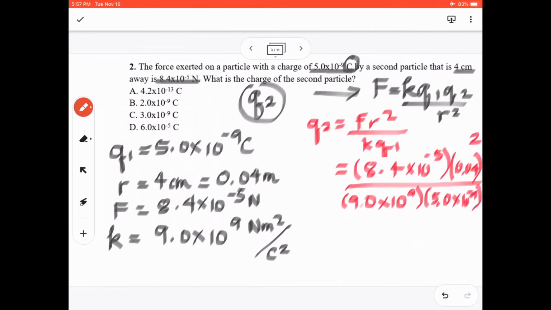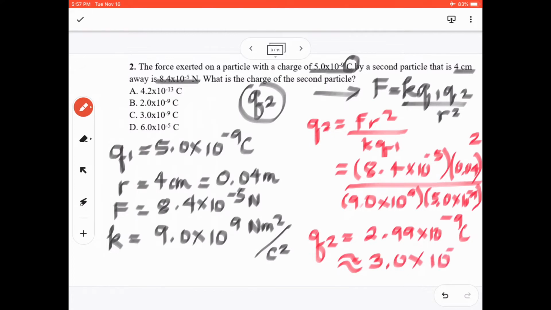Using your calculator, you'll be getting the value 2.99 times 10 raised to negative 9 coulomb. But we are going to round it off to two significant figures, so we'll be left with 3.0 times 10 raised to negative 9 coulombs. And that is letter C from our choices.